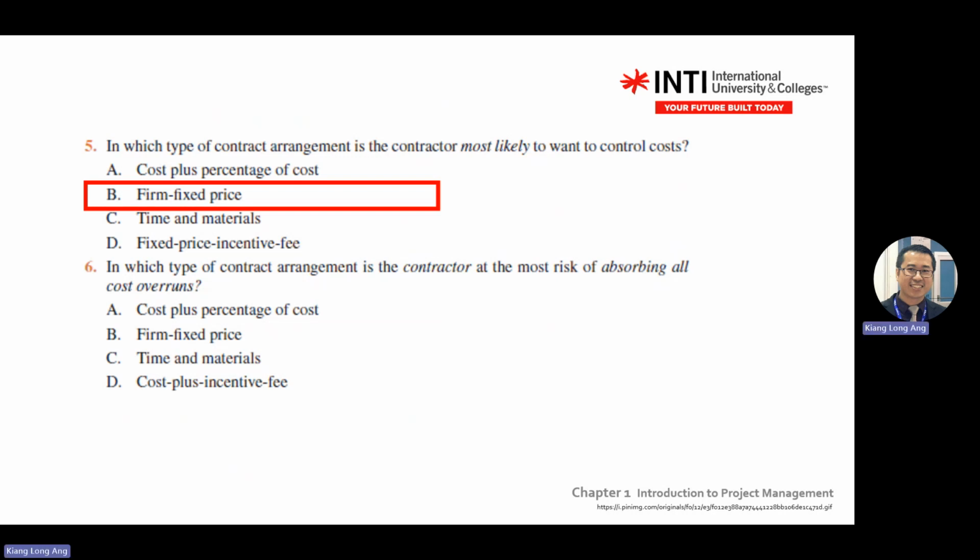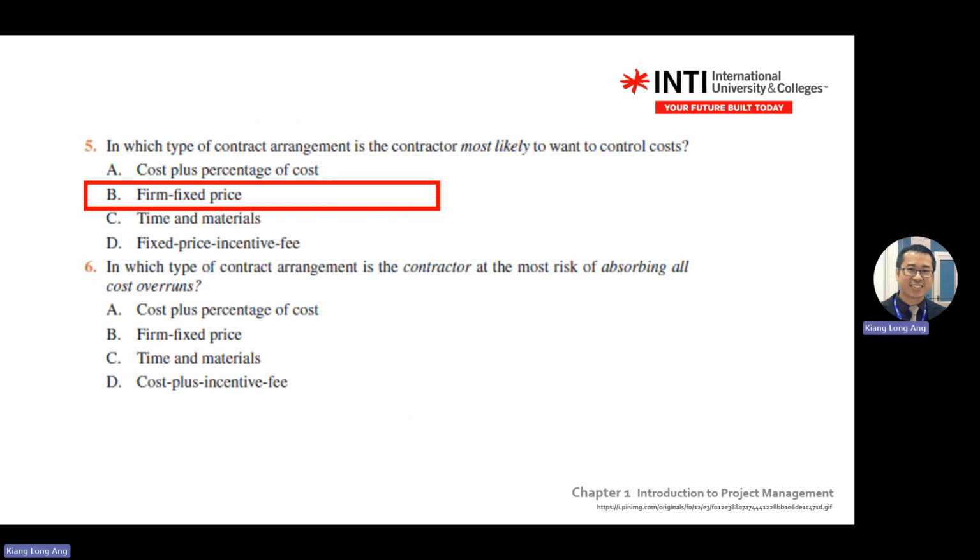firm fixed price. This is because you are the one who received the contract. You want to negotiate and control cost. Because let's say your project needs 1 million. Of course you want to negotiate the fixed price, it must be more than 1 million.